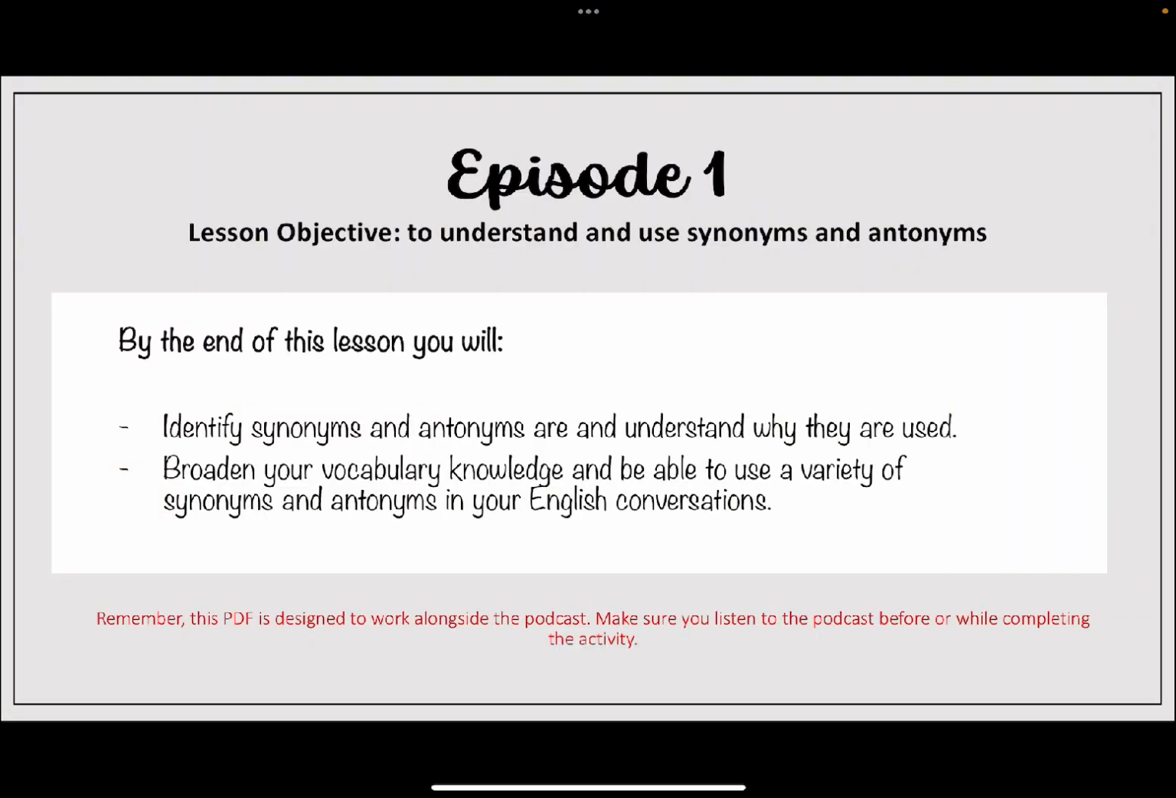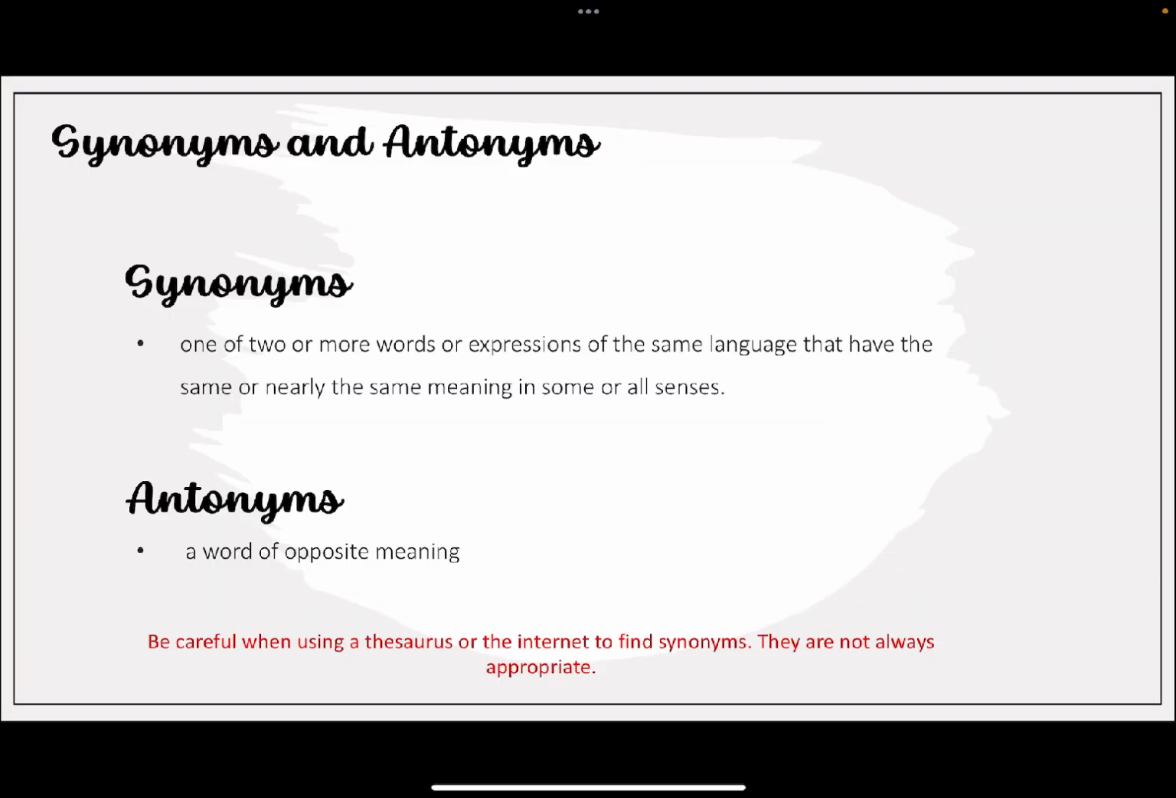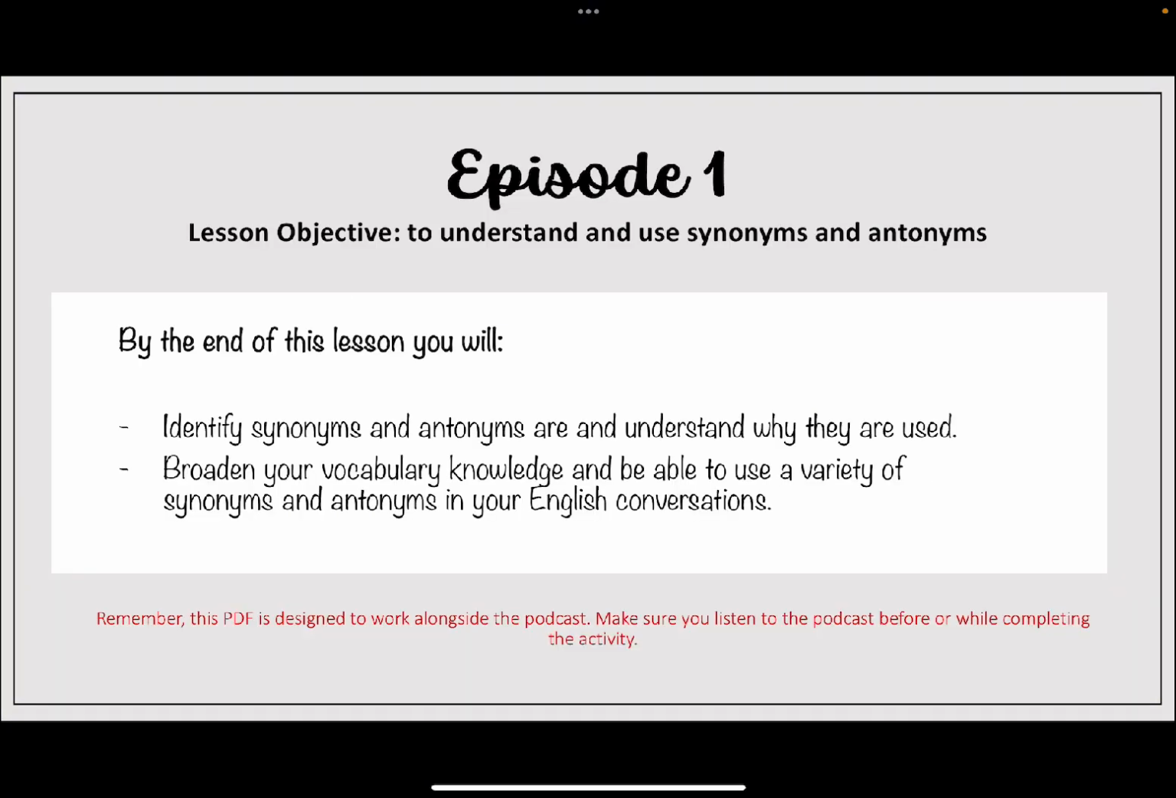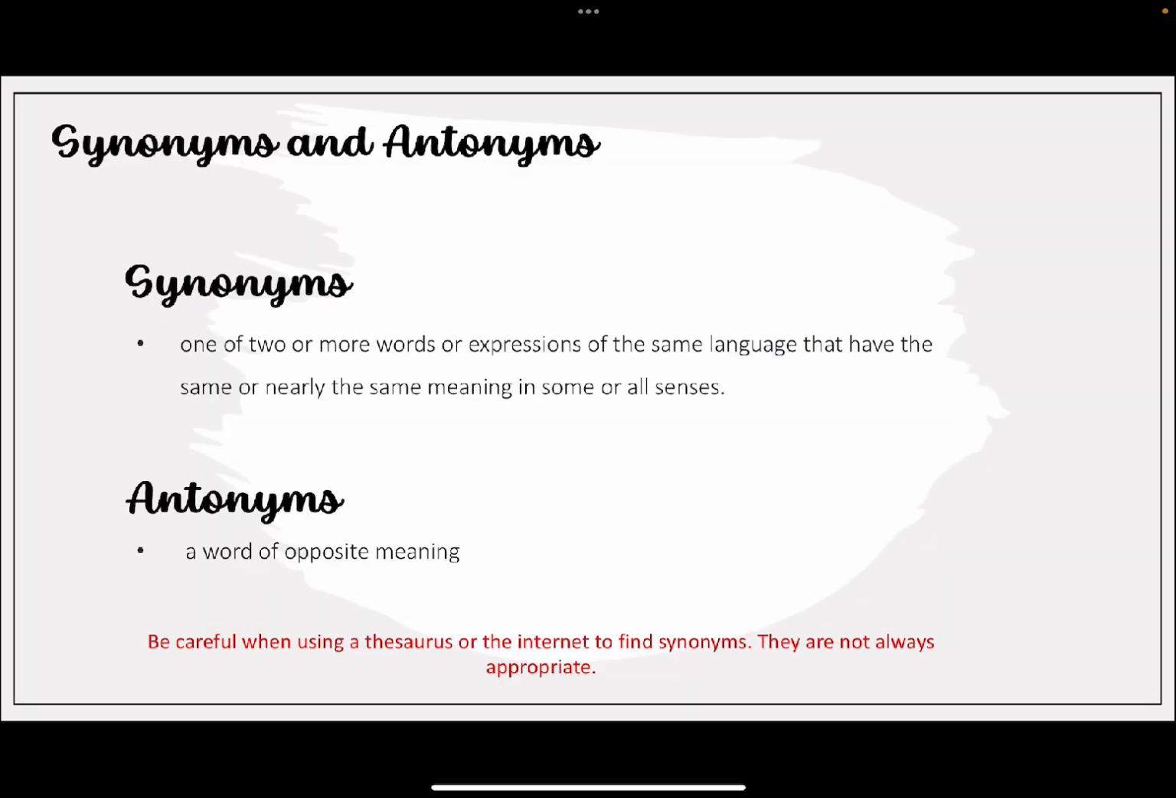By the end of this lesson, you will be able to identify synonyms and antonyms and understand why they are used. You'll be able to broaden your vocabulary knowledge and be able to use a variety of synonyms and antonyms in your English conversations. So first of all, what is a synonym?